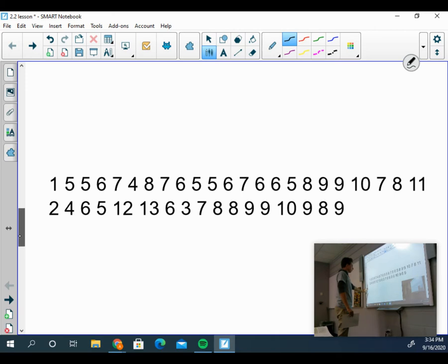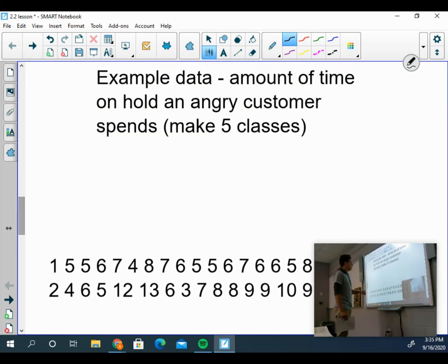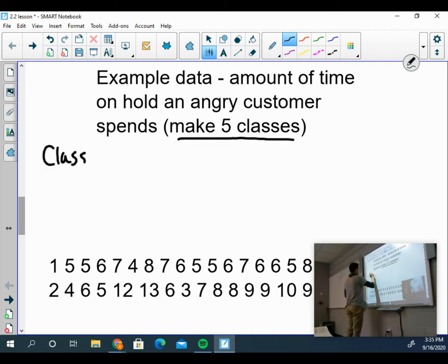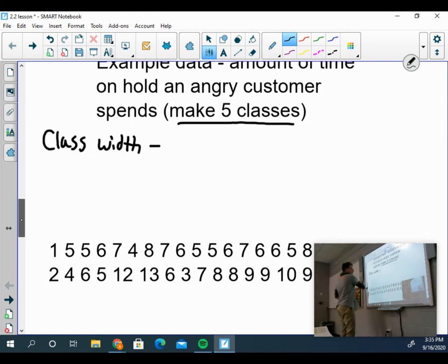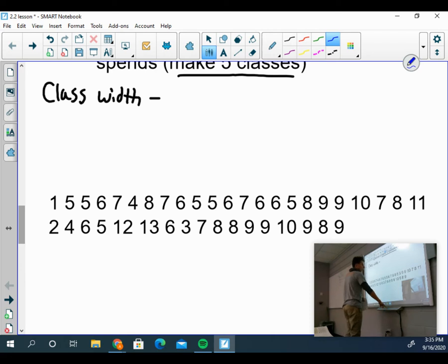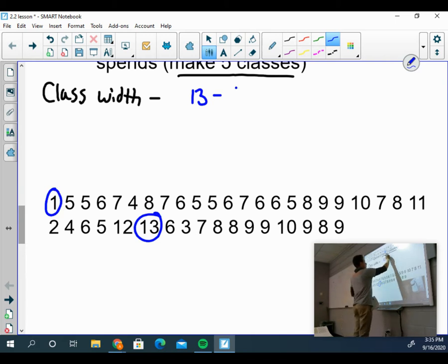So let's go down here. Again, we want to make 5 classes for our angry customer data. Well, I know I want 5 classes, so I need to determine my class width from there. Class width. Okay? So my class width, I'm going to find by taking my largest data value. If I look at that here, my largest data value appears to be 13, minus my smallest data value, which appears to be 1, divided by how many classes I want, which is 5.